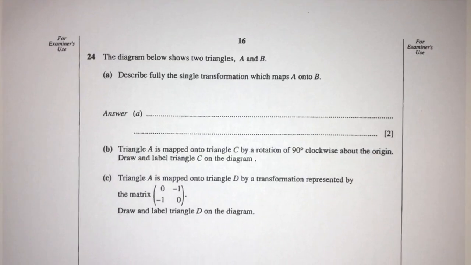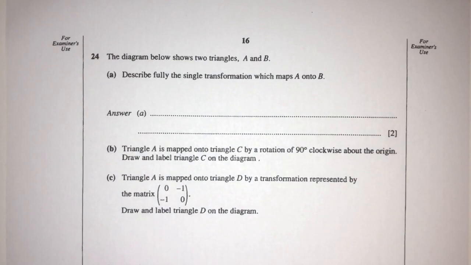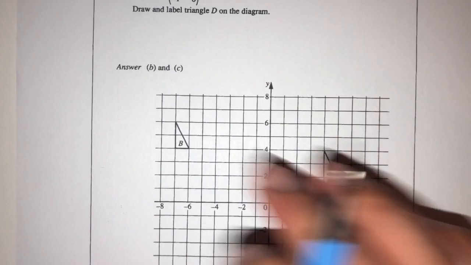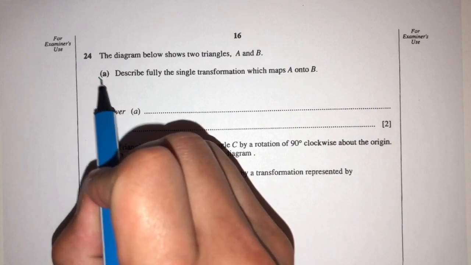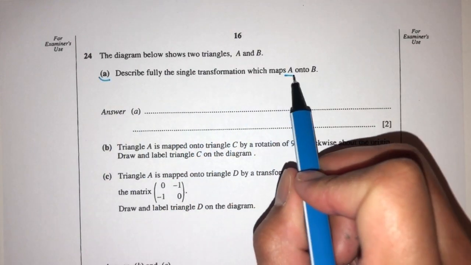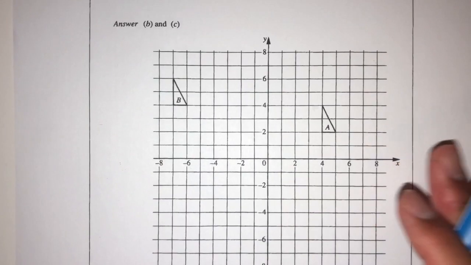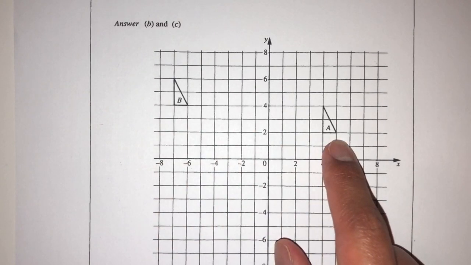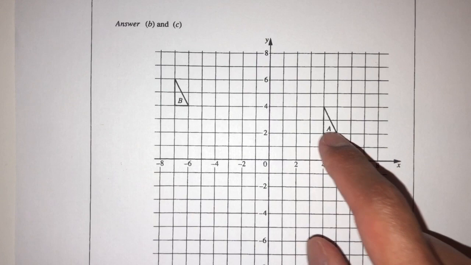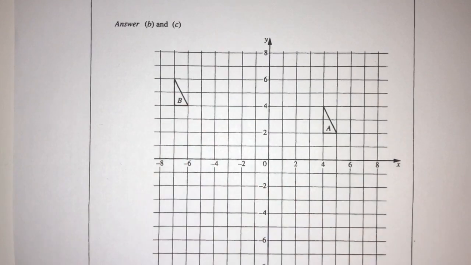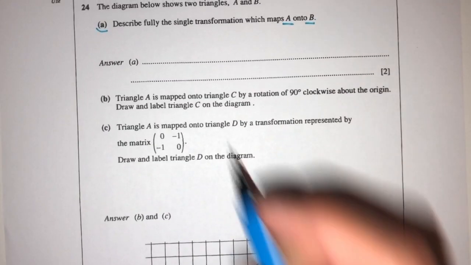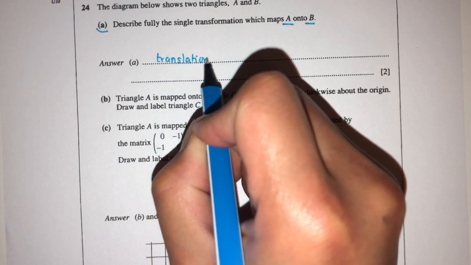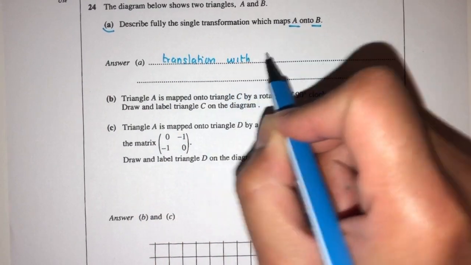Let's see what we have. The diagram shows two triangles A and B. Okay, so here we have A and B, right? Describe fully the single transformation that maps A onto B. Let's have a look. Now, as you can see, from A to B, the size did not change. The direction did not change. It just slides or shifts to this side. It will be a translation in that case. So, translation with column vector.